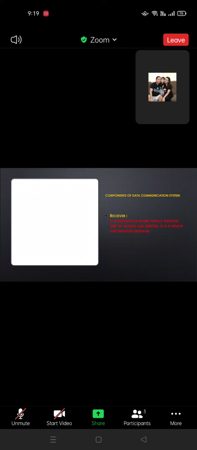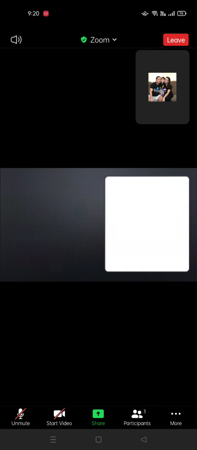Receiver. It is the destination where finally the message sent by the source has arrived, or is successfully sent. It is a device that receives the message. Same as the sender, the receiver can also be in the form of a computer, telephone, mobile, or workstation, and etc.